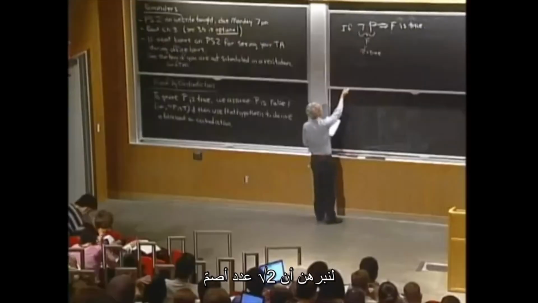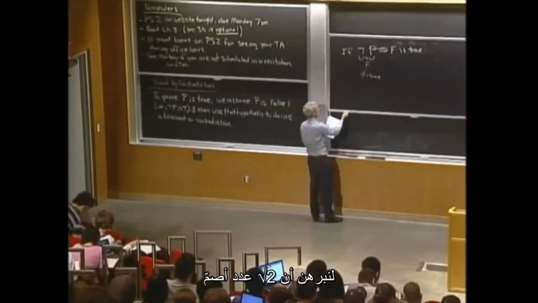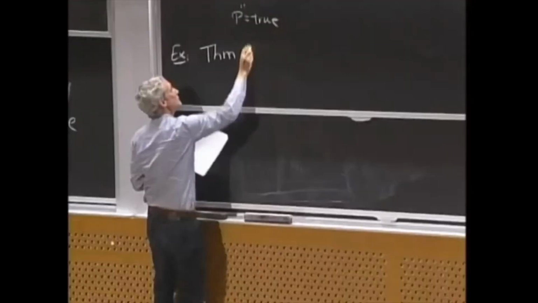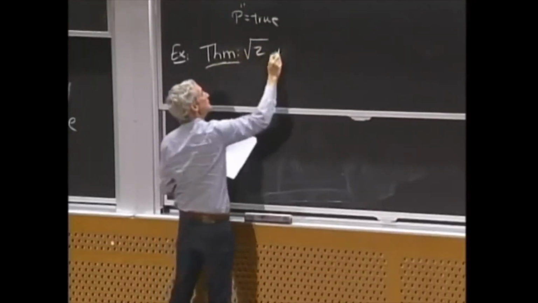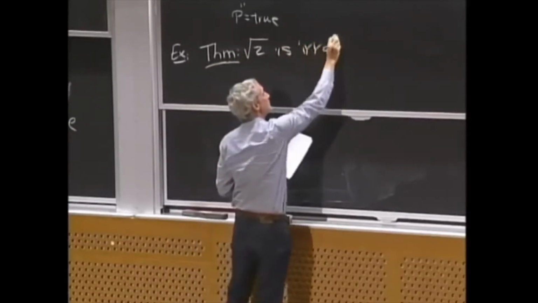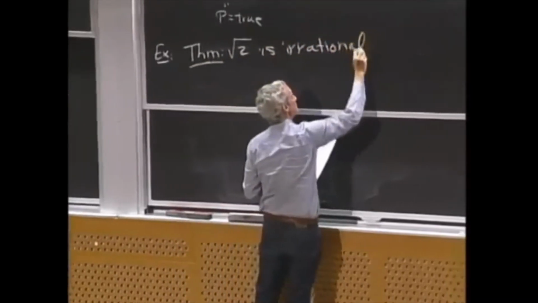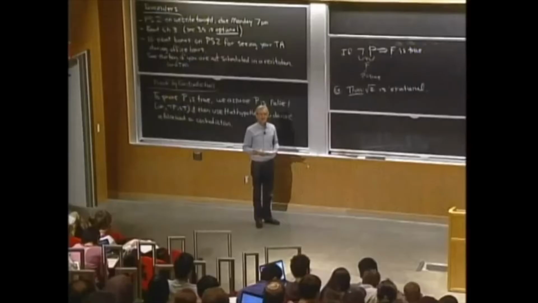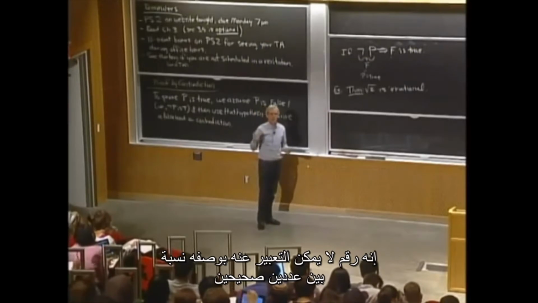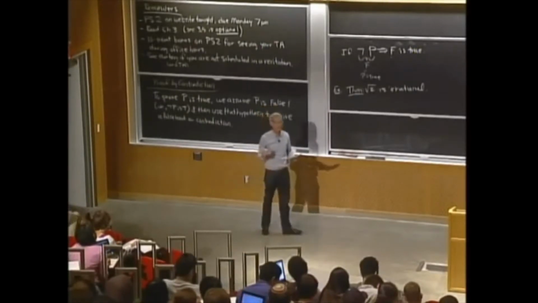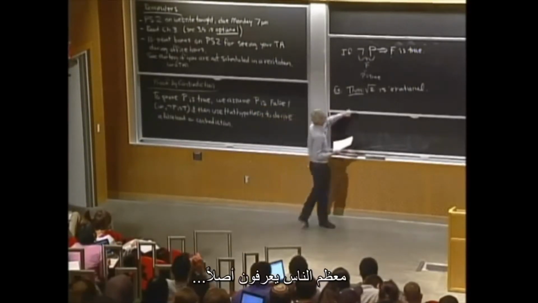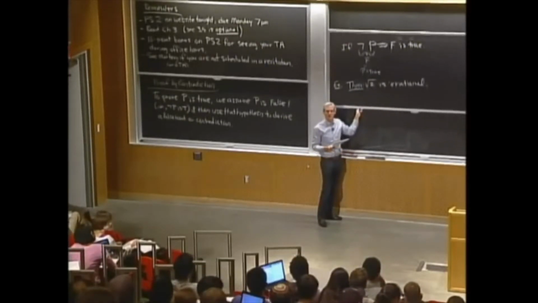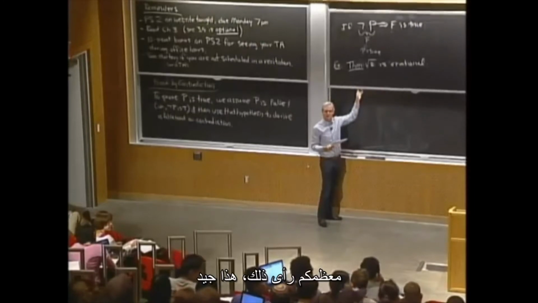Let's prove that square root of 2 is irrational. OK, everybody knows what an irrational number is? That's something that can't be expressed as the ratio of integers. OK, and probably most people already know that. How many people have not seen a proof that square root of 2 is irrational before? All right, so most of you have seen a proof of that.